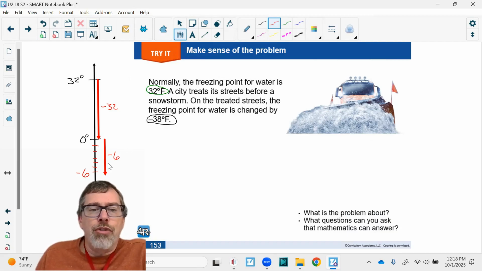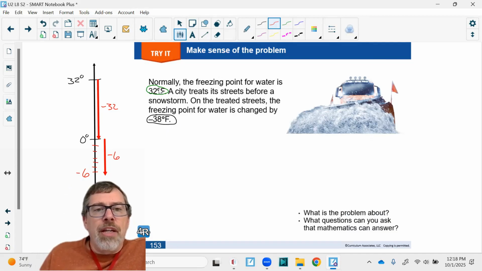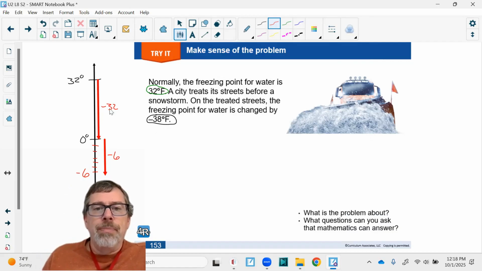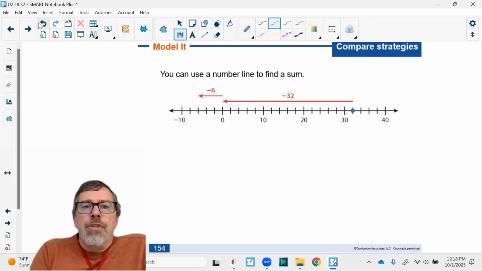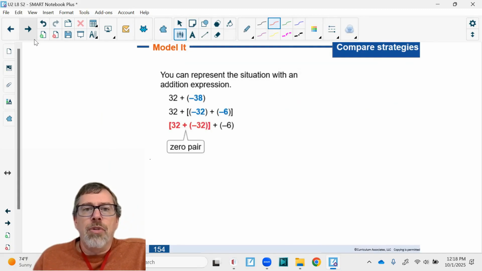Okay, that's kind of a stretch, if you will. It's not that much. It might only be like 15 to 17 degrees, but no more. But in this problem, they're saying moving from 32 to negative 38, or decreasing that 32 degrees by 38 degrees, gets us to 6 below 0. Okay, so you can use the number line to find the sum. I did a vertical. So what they did was they started with a point at our 32 degrees, the freezing point. We dropped 32 to get to 0, and then we dropped 6 more to get to our answer, which is negative 6 degrees. Okay, just a quick model of it.